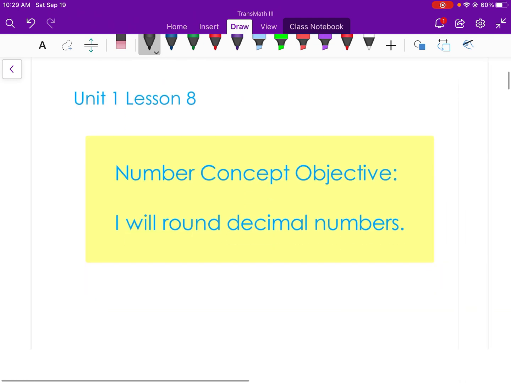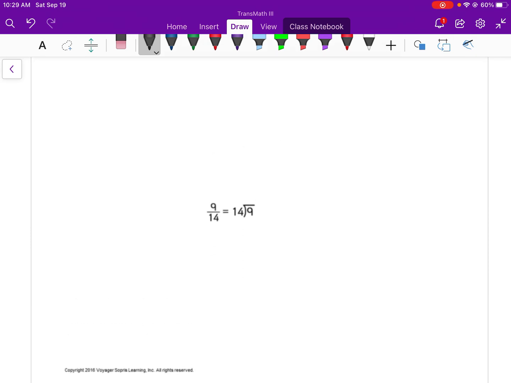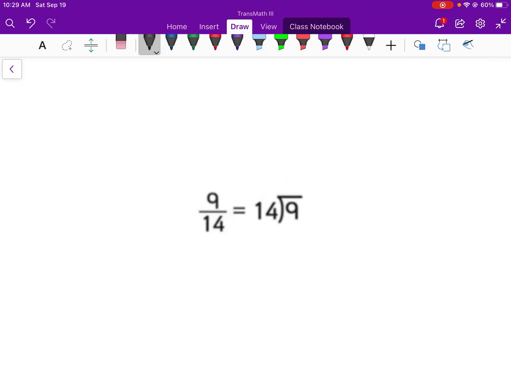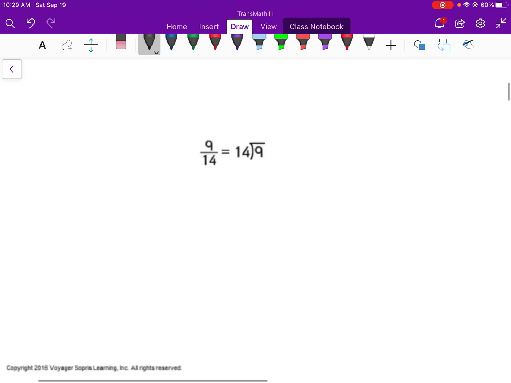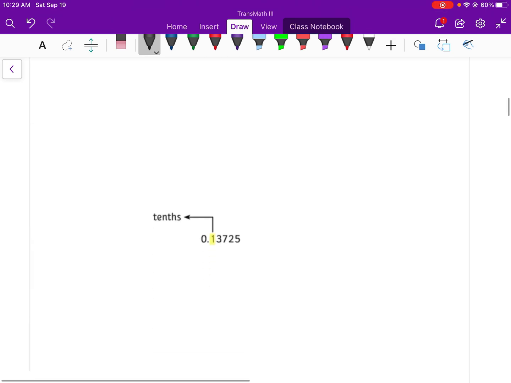Okay, so today, our objective is rounding decimal numbers. Now, if you think about a fraction, all a fraction is really division. So when you say 9/14, this is saying 9 divided by 14. That's all 9/14 is saying. So we go ahead and do that division, you'd get 0.64285, and it goes on forever. There is no stopping point with that decimal. So that's why it's important that we know how to round.